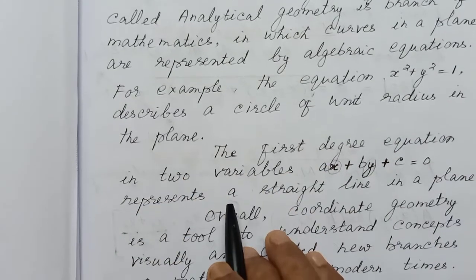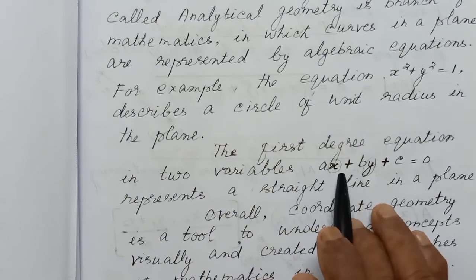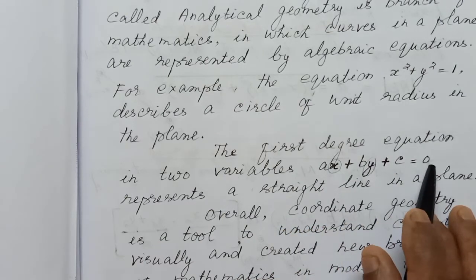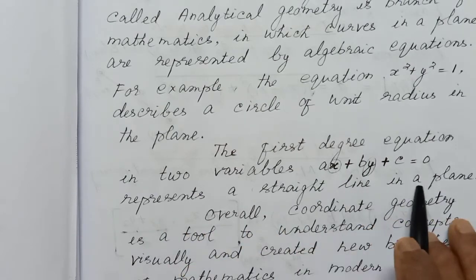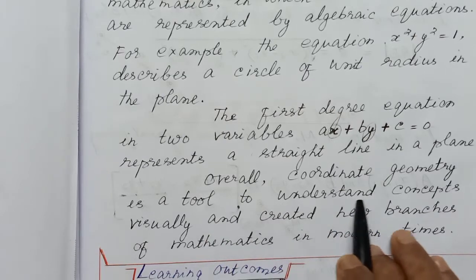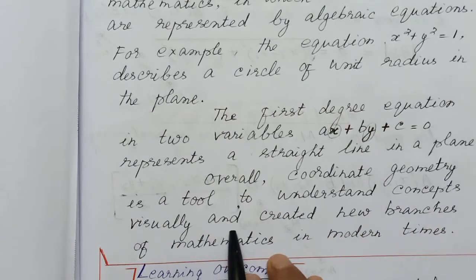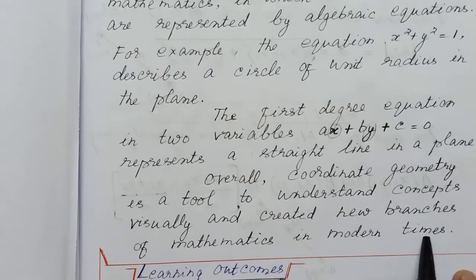in a plane. The first degree equation with two variables, ax plus by plus c equal to 0, where x and y are the two variables, represents a straight line in a plane. So overall, coordinate geometry is a tool to understand concepts visually and it created new branches of mathematics in modern times.